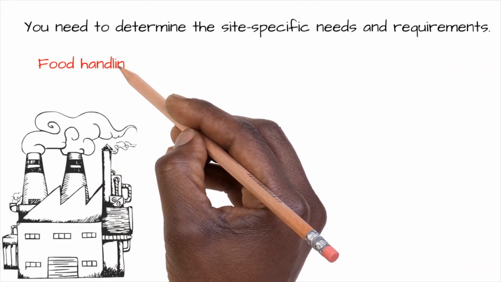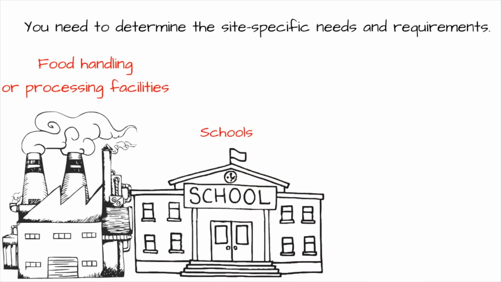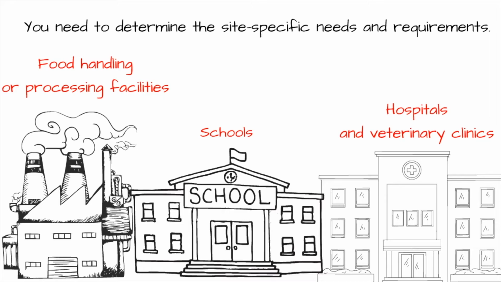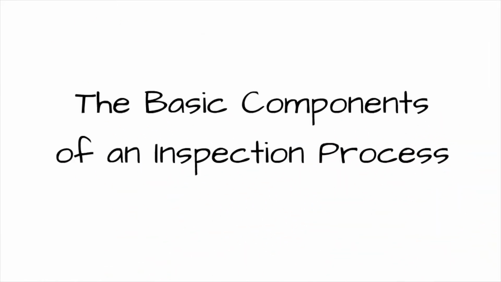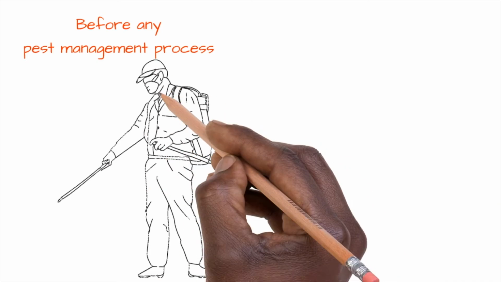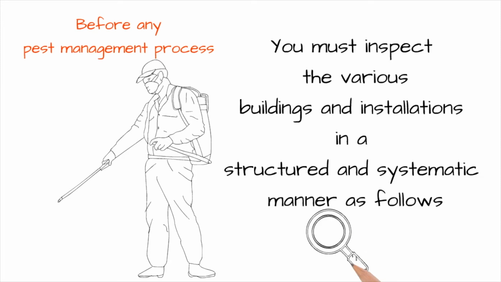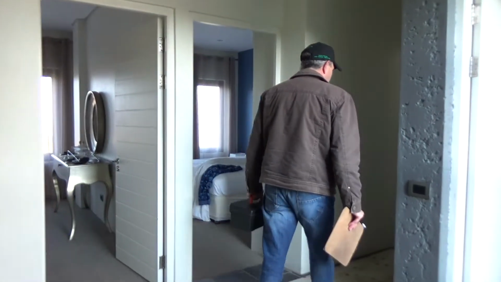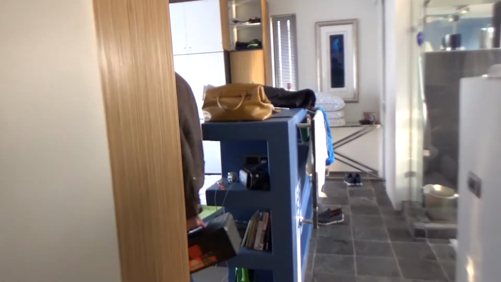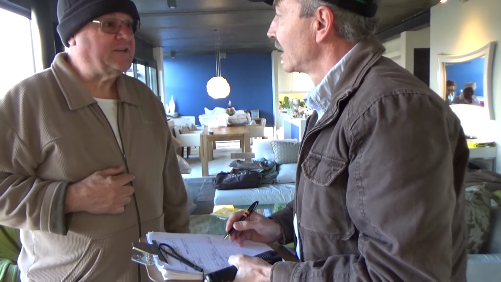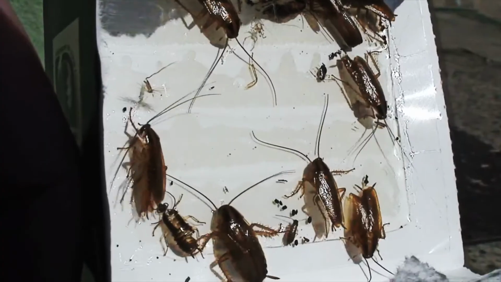Sensitive or special facilities such as food handling or processing facilities, schools, hospitals, and veterinary clinics usually have specific needs and requirements. The basic components of an inspection process. Before any pest management process can be administered, you must inspect the various buildings and installations in a structured and systematic manner as follows. Do a walk-through visual inspection of all areas of the building, inside and outside. Gather information from occupants or staff and use various types of monitoring traps to help identify where the pests are hiding.